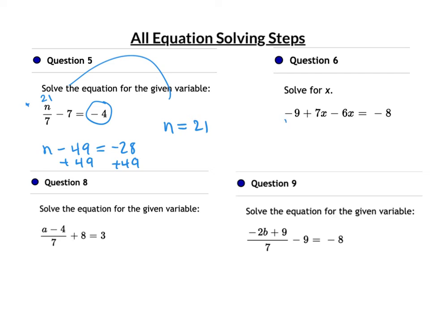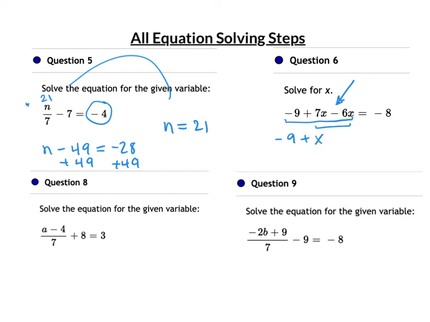Question 6 brings up simplify. See how there's 3 or more things on one side? That means you can simplify. There's stuff I can combine, and that would be the +7x and the -6x. So I get -9 plus x.